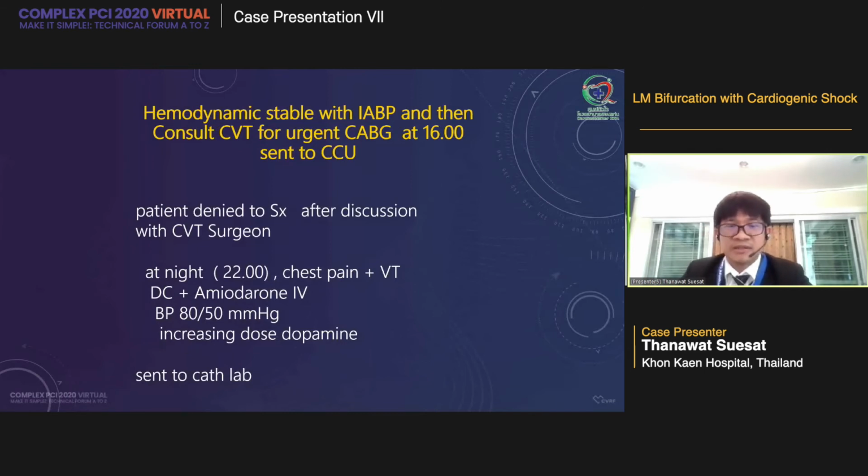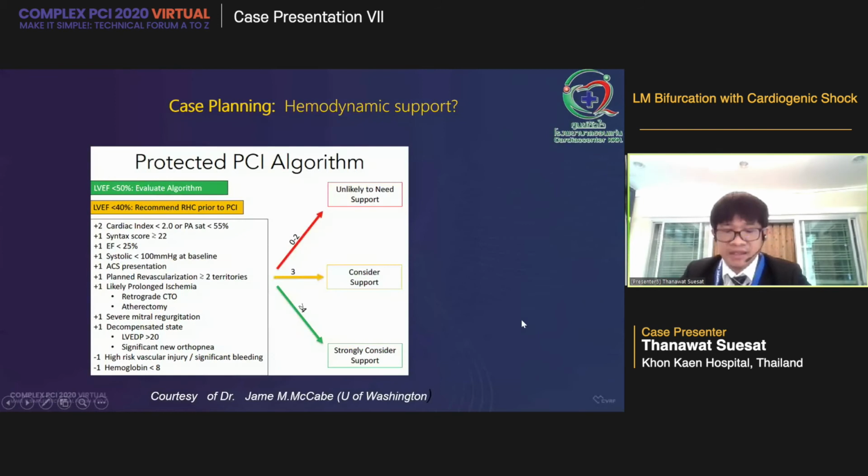However, after the patient talked with the surgeons, she denied surgery, and at night she developed ventricular tachycardia and hypotension and was sent to the cath lab again. For hemodynamic support, I use the PROTECT PCI algorithm. If the score is more than 2, I prefer hemodynamic support during PCI.